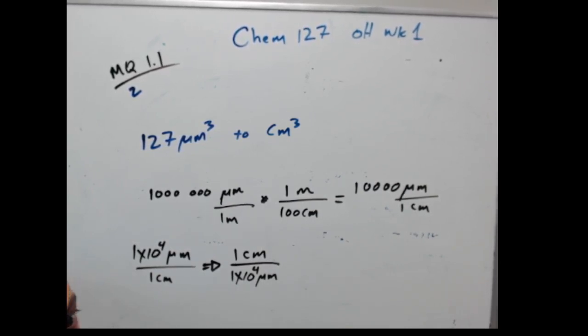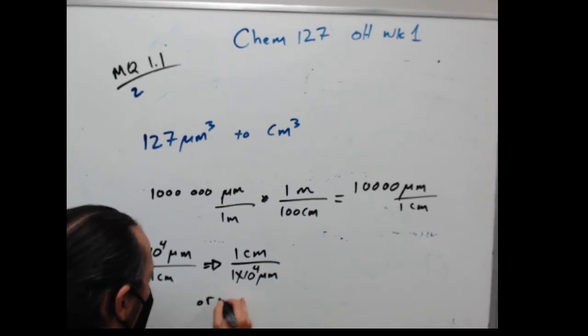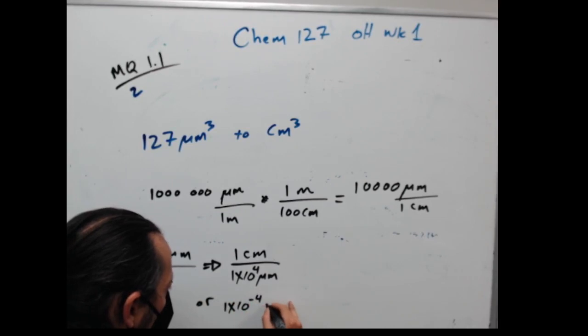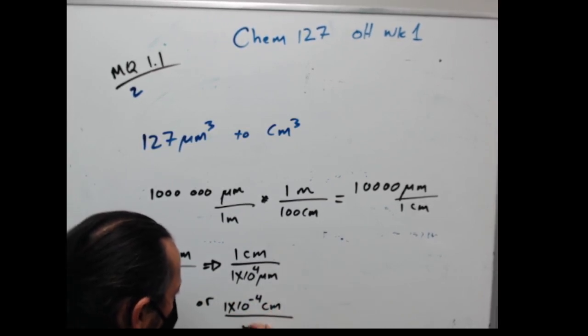Now, one other thing we could do, because I like having my numbers on top of the fraction rather than on the bottom, you could also write it as 1 times 10 to the minus 4 centimeters per 1 micrometer.